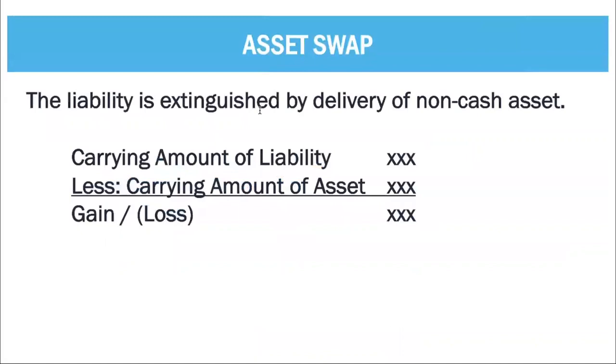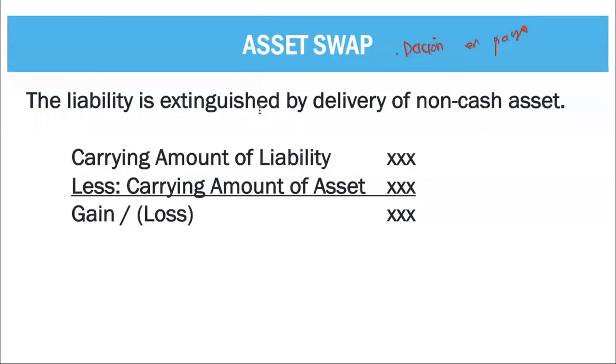In your asset swap, you will transfer an asset to a particular creditor. What do we call this one? In your obligation, the Dation en Pago. Anyway, we are not in obligation, but it's called the Dation en Pago. In your Dation en Pago, the liability is extinguished by the delivery of your non-cash asset. So what do you do? You transfer your non-cash asset in payment of your liability.